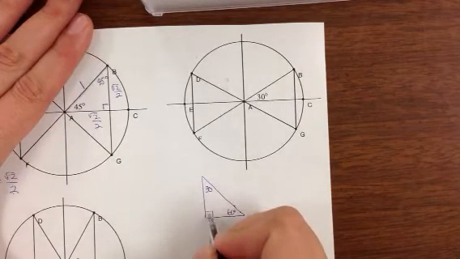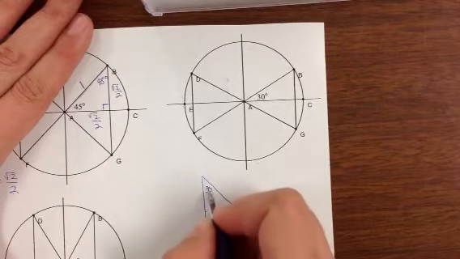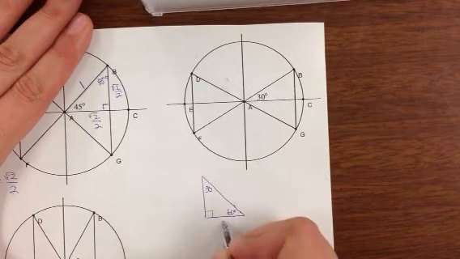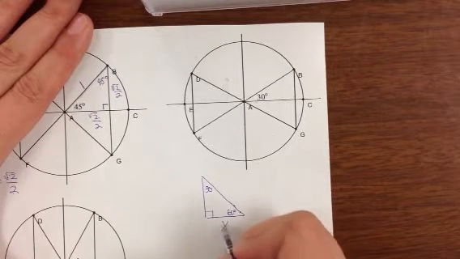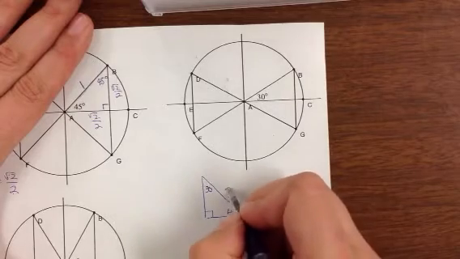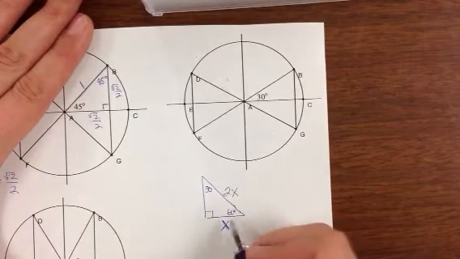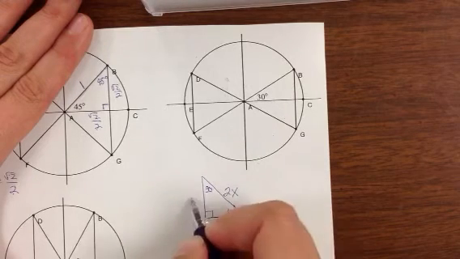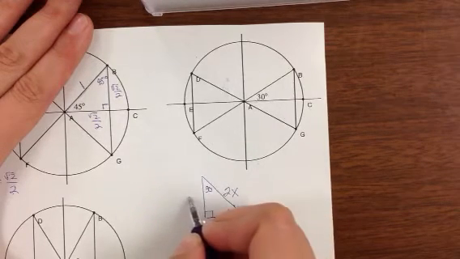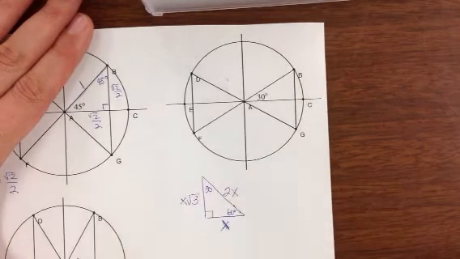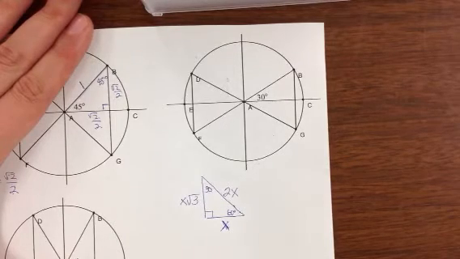All right, so we know that the shortest side is always across from the smallest angle, we'll call the shortest side x. We know the hypotenuse is double the shortest side, so we'll call that 2x. And we know that the longest side, not meaning the hypotenuse, just the longest side, is going to be the short side times square root 3. One of the properties we learned, again, from geometry.